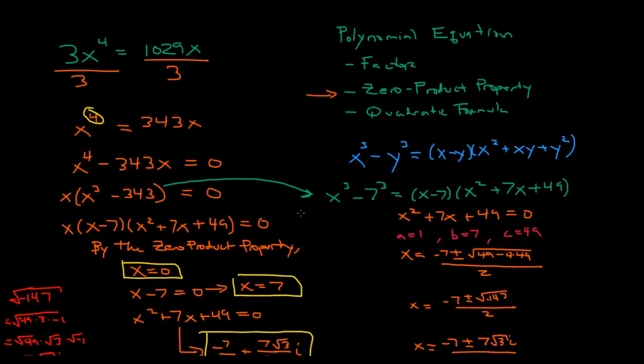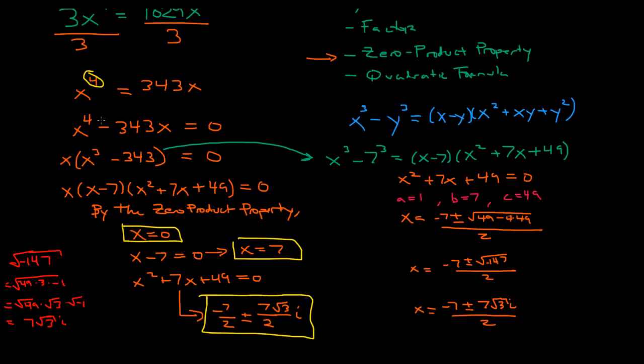Just to review, we started off with this equation up here: 3x to the 4th equals 1029x. We divided both sides by 3, whatever the largest non-zero common coefficient they had. We didn't divide both sides by x because we'll lose the solution that way. We then set it equal to 0. We factored, first of all by factoring common terms, second of all by factoring differences of cubes. We then used the zero product property to find the first 2 easy solutions. Then we used the quadratic formula to find the last 2 harder ones.